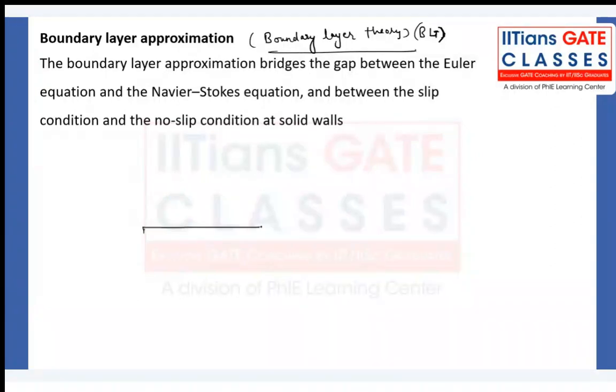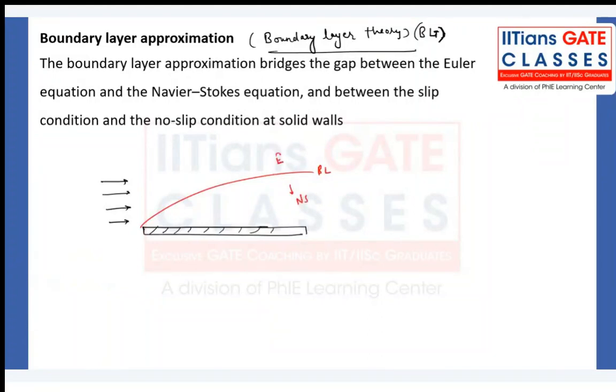Whenever you consider fluid flowing over a flat plate, for example, you will see that a boundary layer forms. Inside the boundary layer we can apply Navier-Stokes, outside it we can apply Euler equations, right? That means it is bridging the gap between the Euler and Navier-Stokes equations. It is bridging the gap between the slip condition and the no slip condition at the wall. Because if you apply the Euler equation inside the boundary layer, the no slip condition will not be satisfied.